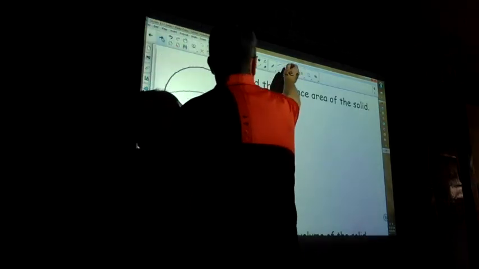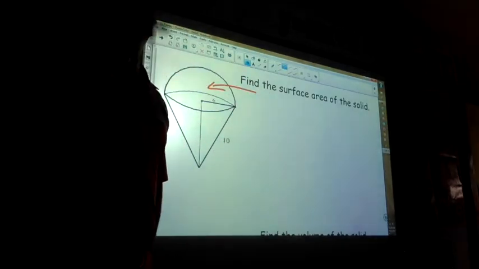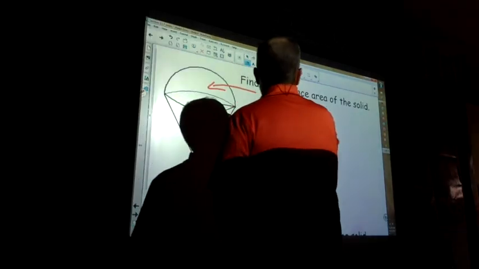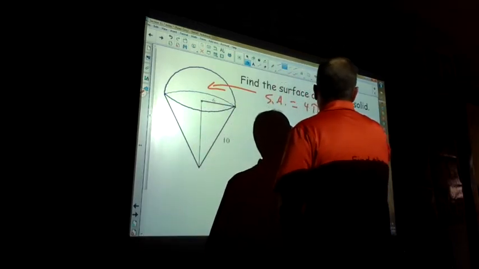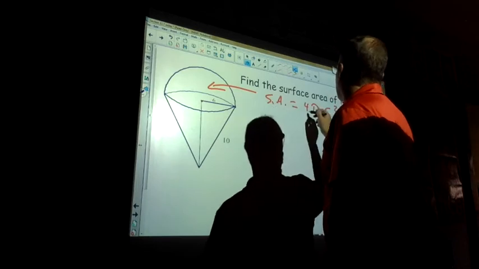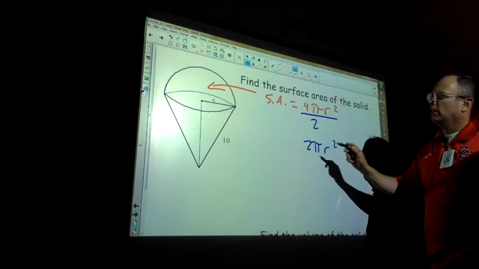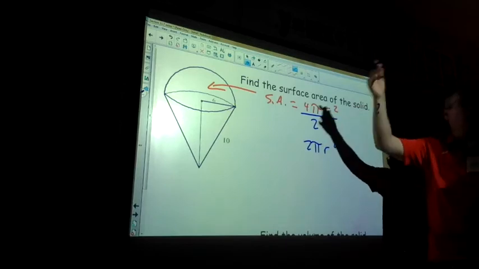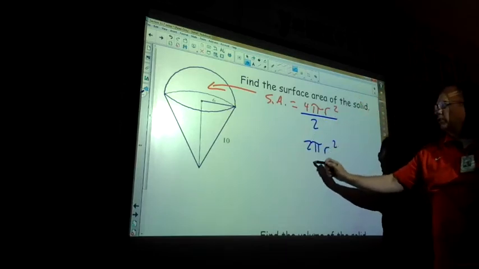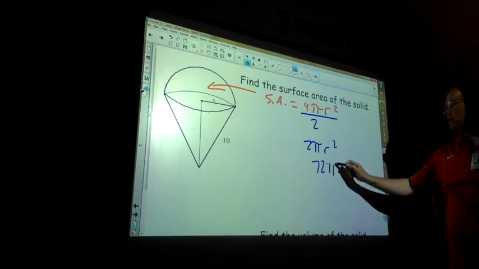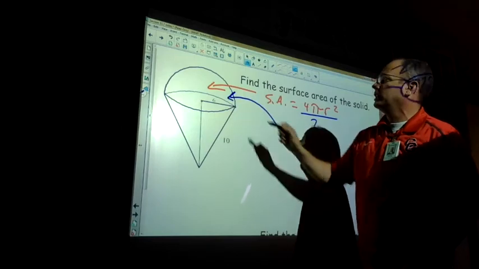So if I wanted to find the surface area of the top, we're talking about half a sphere. The surface area of a sphere is 4 pi r squared. If I wanted to find half of that, I would divide it by 2, so that becomes 2 pi r squared. Let's find the surface area of just the top part, plugging 6 in, so that's 36 times 2, 72 pi. Okay, that's the surface area of just the top.